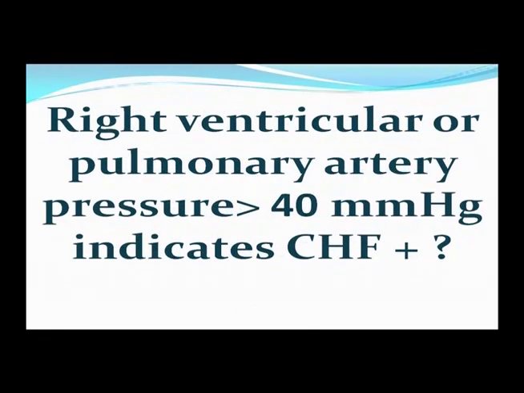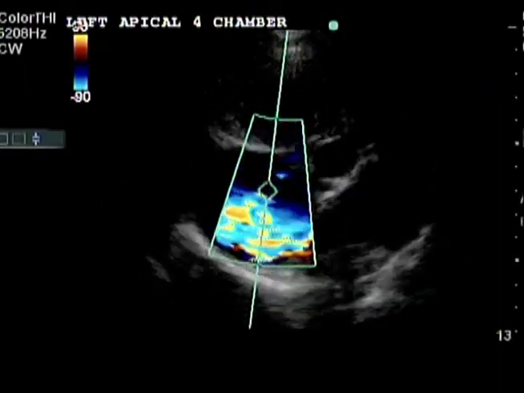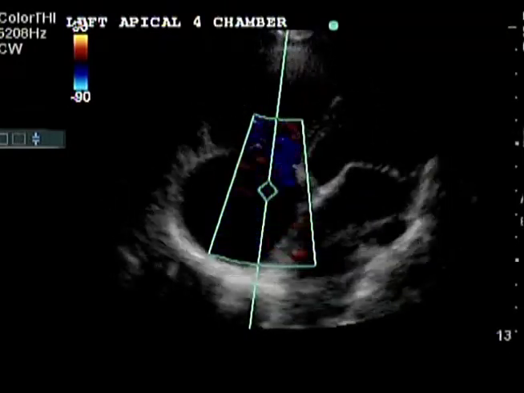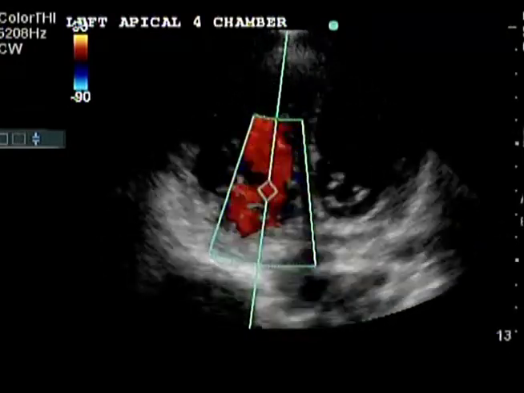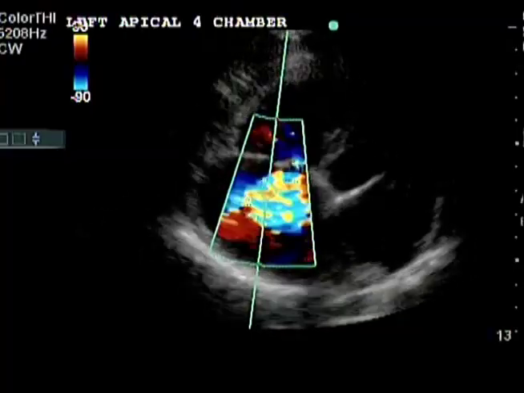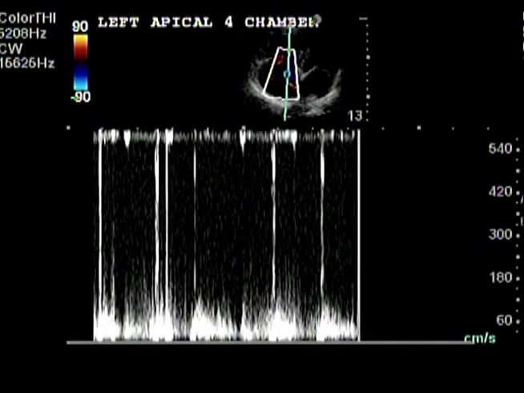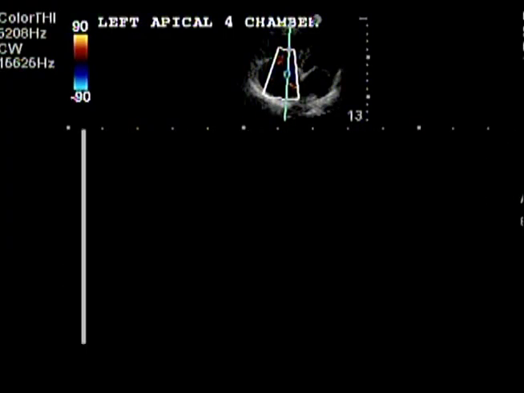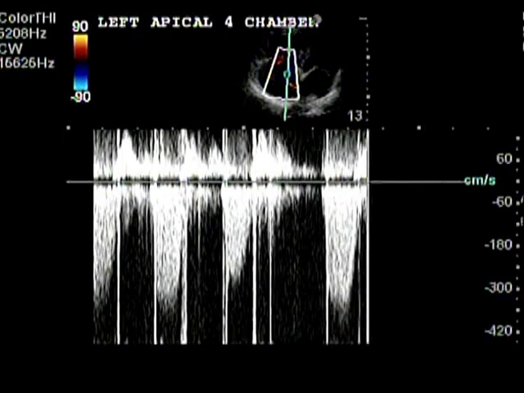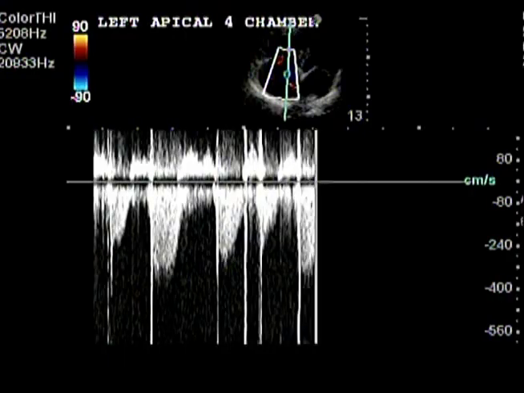Estimated right ventricular or pulmonary artery pressure greater than 40 millimeters of mercury is suspected to represent more than left heart failure alone. The presence of moderate to severe pulmonary hypertension in dogs with mitral insufficiency is a reason to begin treatment of the mitral insufficiency. Treatment of the mitral insufficiency should reduce the pulmonary hypertension.